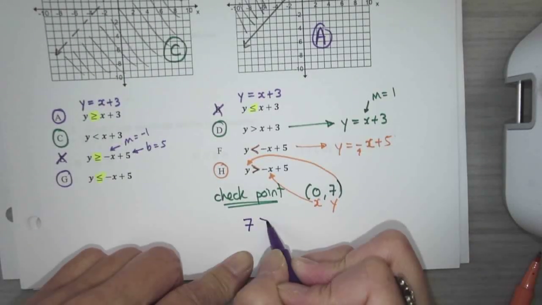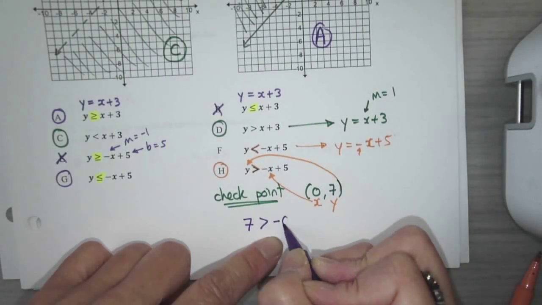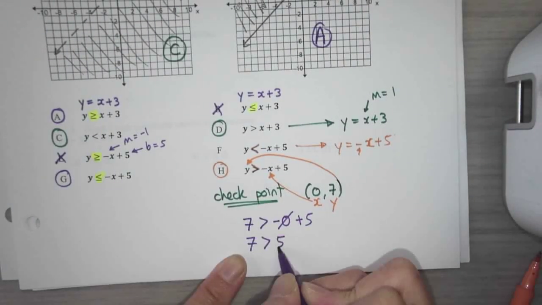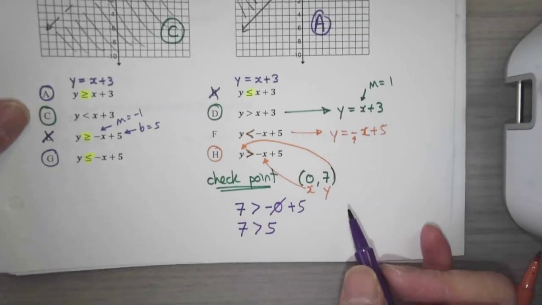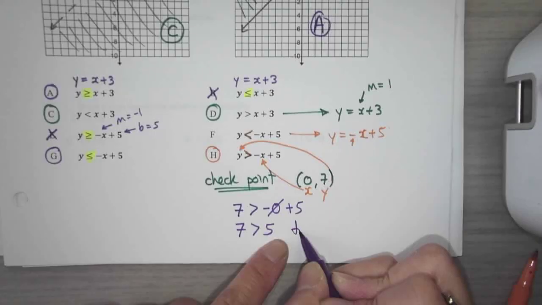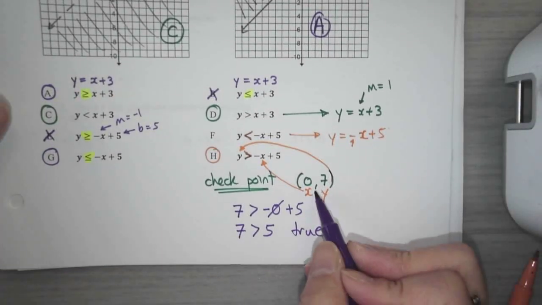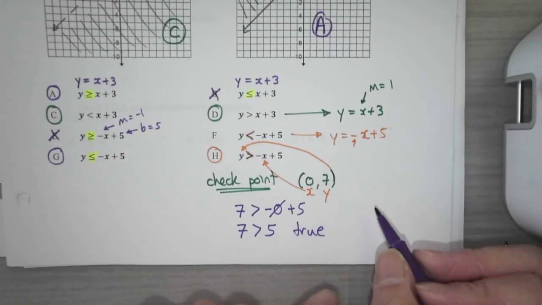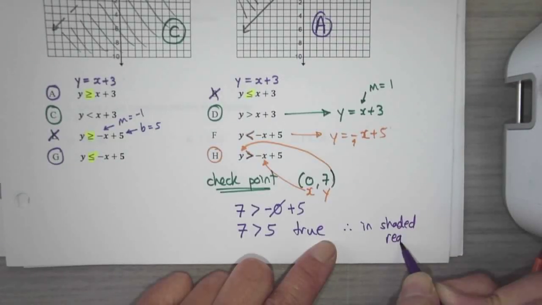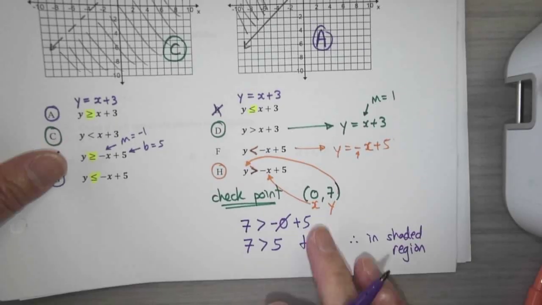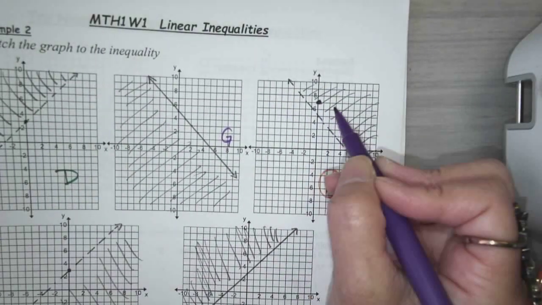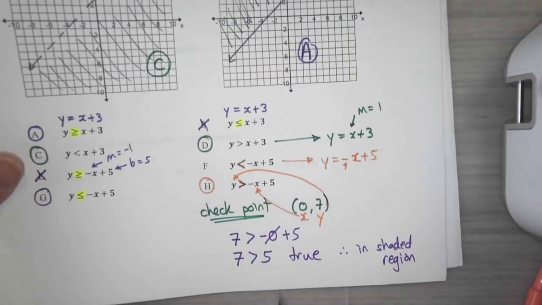You're going to get 7 is greater than negative 0 plus 5. Negative 0 is gone, so 7 is greater than 5. Is that true or not true? Is 7 greater, the mouth is open, than 5? That is true, right? So that means that this point is in the shaded region. So go up here, (0, 7) should be in the shaded region for H, and yes it is. So (0, 7) is in the shaded region, so that means that is true.